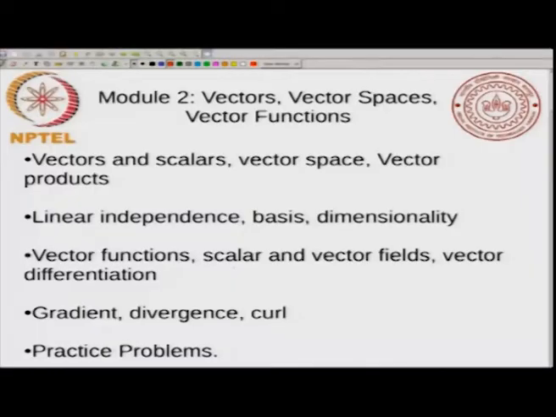Studied various functions of vectors. We talked about scalar and vector fields. And in today's class, what we will try to do is to differentiate the function with respect to the vector. We will find out that there are three different ways of taking derivatives: gradient, divergence and curl.